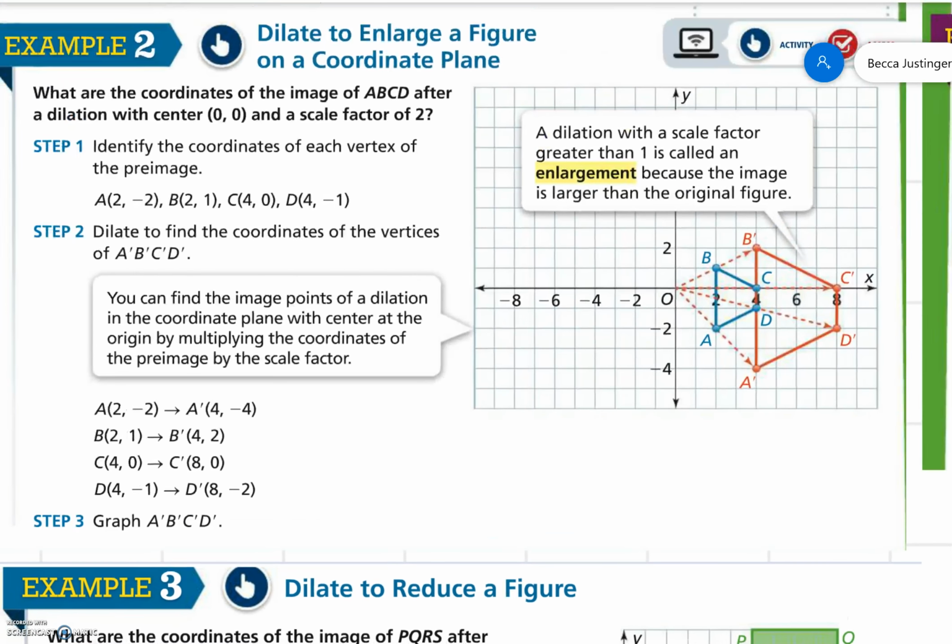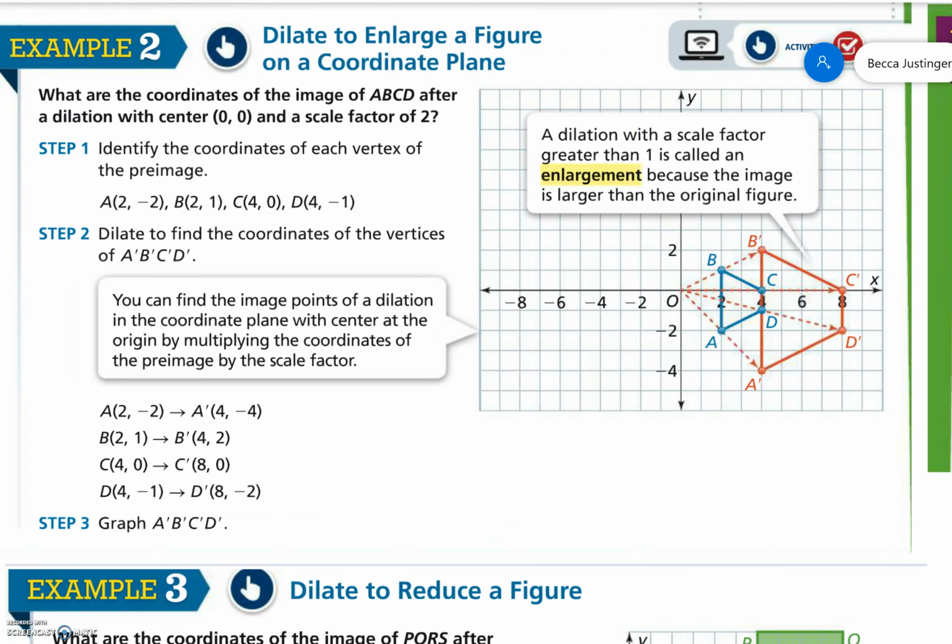Example number 2. Dilate to enlarge a figure on a coordinate plane. A dilation with a scale factor greater than 1 is called an enlargement because the image is larger than the original figure. So what are the coordinates of the image ABCD after a dilation with a center of 0 and a scale factor of 2?